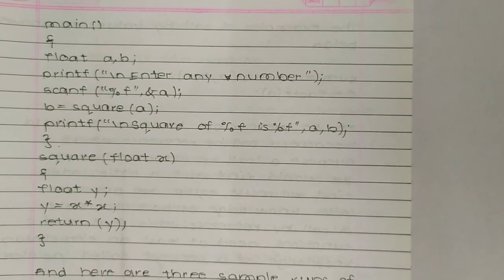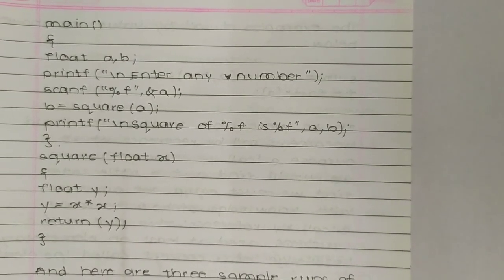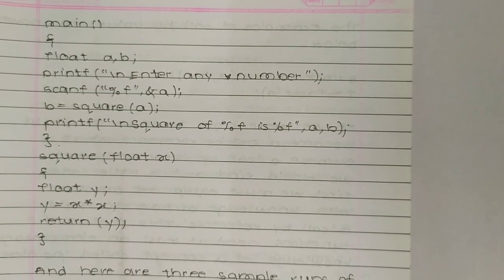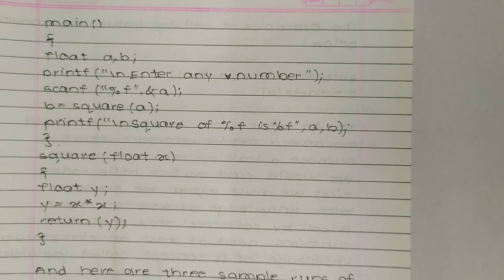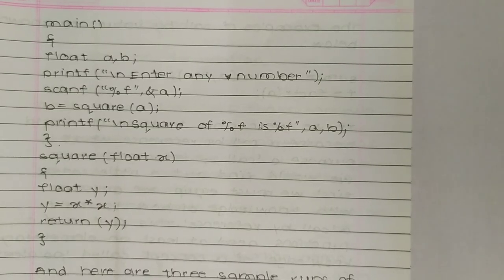main, float a, b. So a and b are float. Now printf("\nEnter any number"). So we first define that a and b are float, and now we are telling the user to enter any number. Now scanf("%f", &a). So we are telling it to scan a float as a.